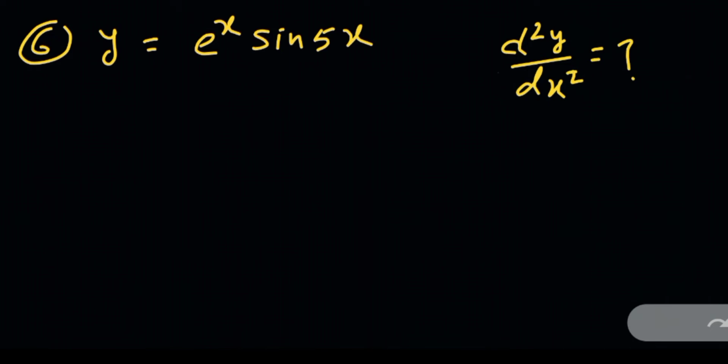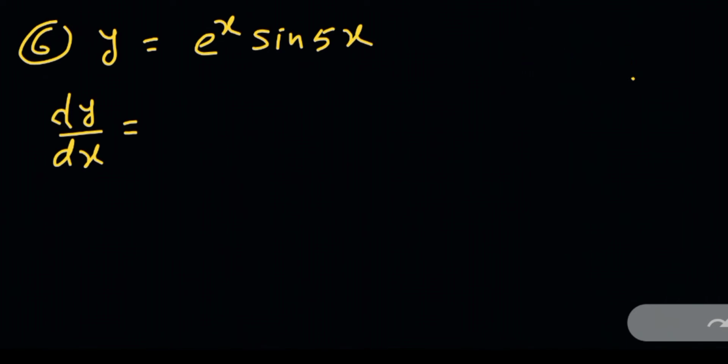So how are we doing this? First we will find dy upon dx, the derivative of y with respect to x. And then we'll differentiate again. In this order we will get the double derivative. So we are starting step by step. First I will find dy upon dx, which means the derivative of this function, e to the power x sine 5x, with respect to x.